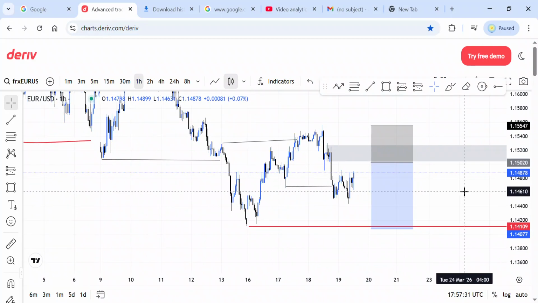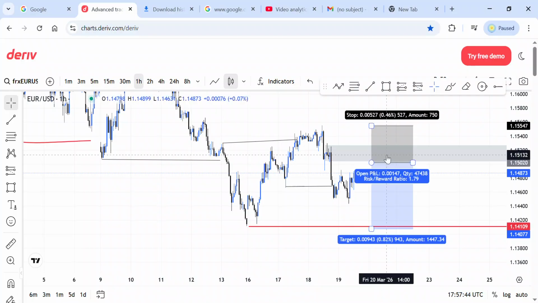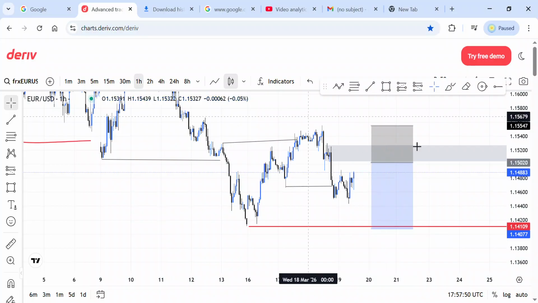There's something I want to say. You don't need to be a virtuous trader. You just have to be satisfied with the profit. In as much as you are not risking more than what you are going to gain, it is fine. This is 1 to 7. This is 1 to almost 2. This is 1 to 2. It is okay. So that's fine.